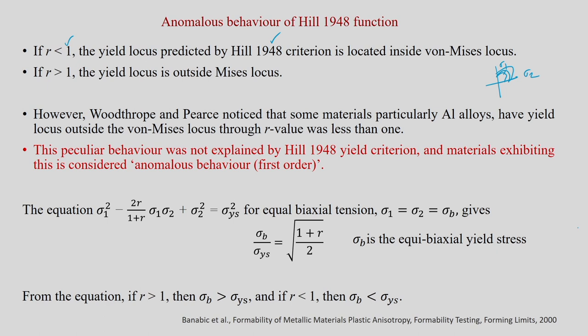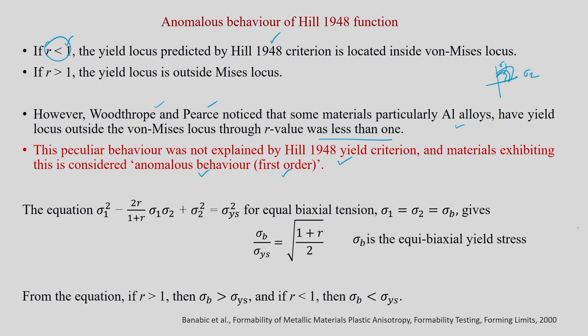But later on, Woodthrop and Pierce, these two scientists, noticed that some materials, particularly aluminum alloys, have a yield locus outside the von Mises locus, though the R value is less than 1. Suppose you pick R less than 1, instead of being located inside the von Mises yield locus, it was outside the von Mises yield locus, and this peculiar behavior could not be explained by Hill's 1948 yield function. That behavior is called anomalous behavior. It is generally called anomalous behavior of first order.